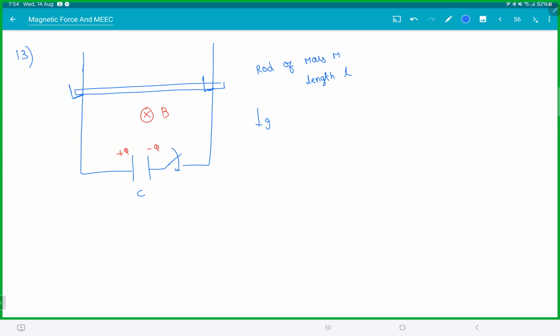Now the switch is closed at t equal to 0, and the capacitor suddenly discharges. This is a vertical rail, this is a front view. The rod is held at rest on vertical conducting rails as shown. When the switch is closed, since there is no resistor, it will discharge pretty fast.